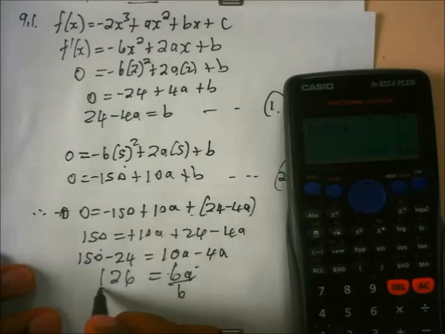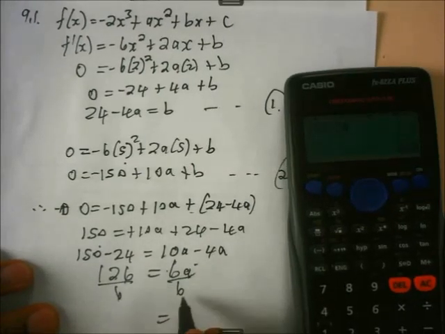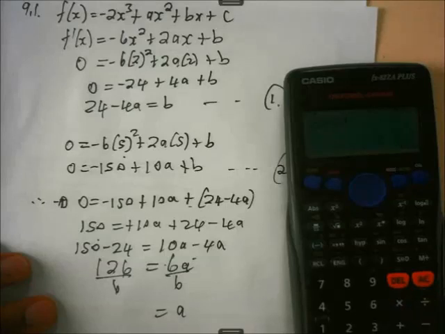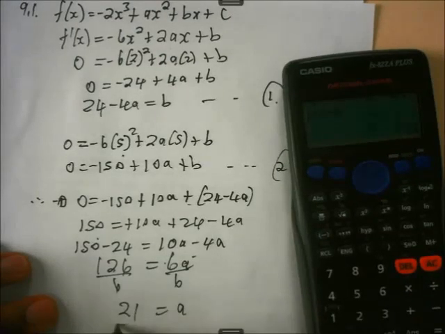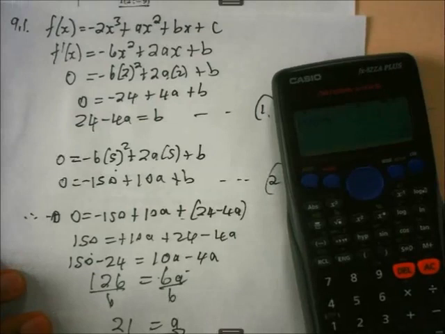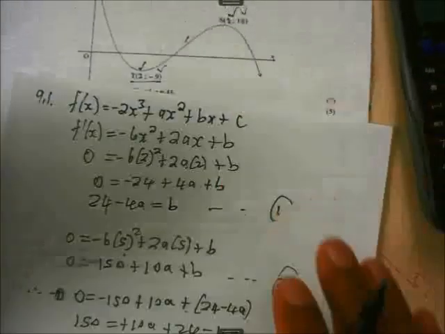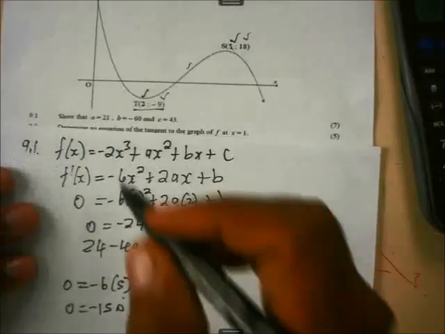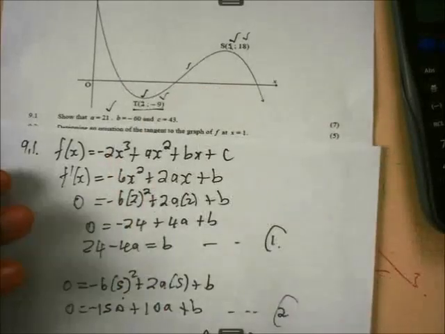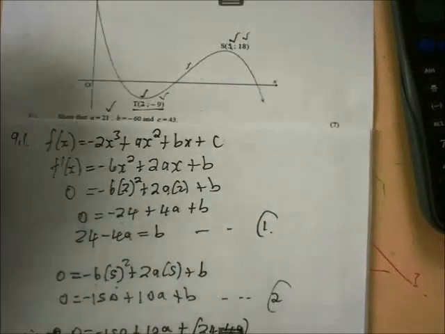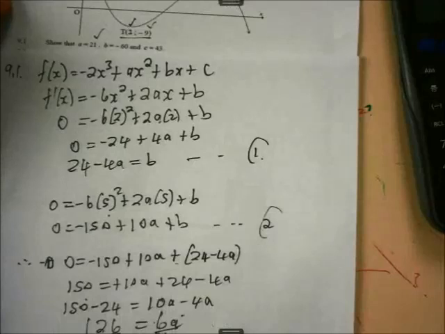Then you divide by 6, divide by 6. Therefore, a is equal to what? A is equal to 21. Then we can see now we have the value of 21. We can just check here as well. They said now we must show that a is equal to 21. Then boys and girls, we are happy, now we have the value of a as 21.